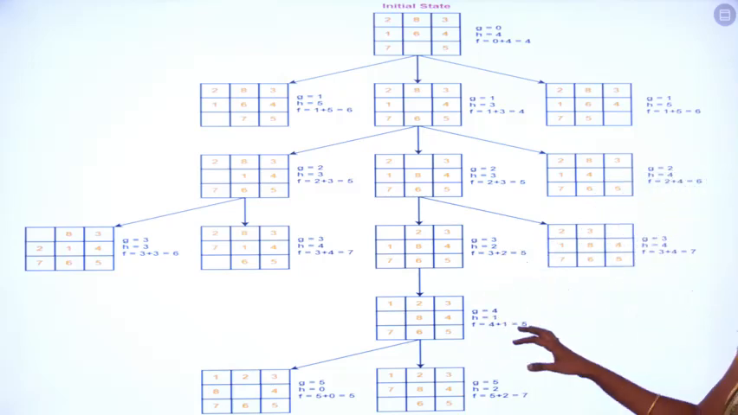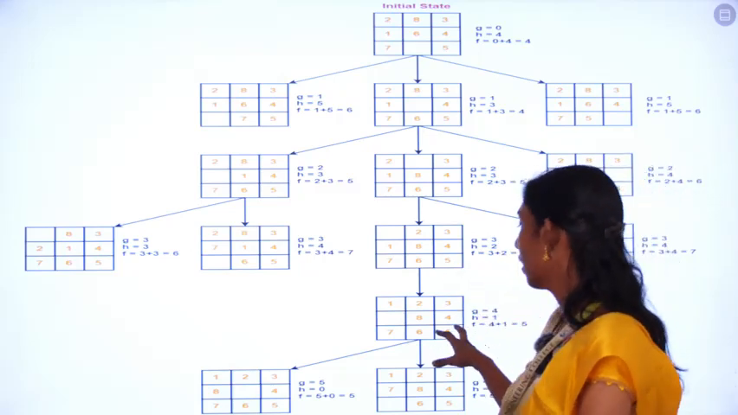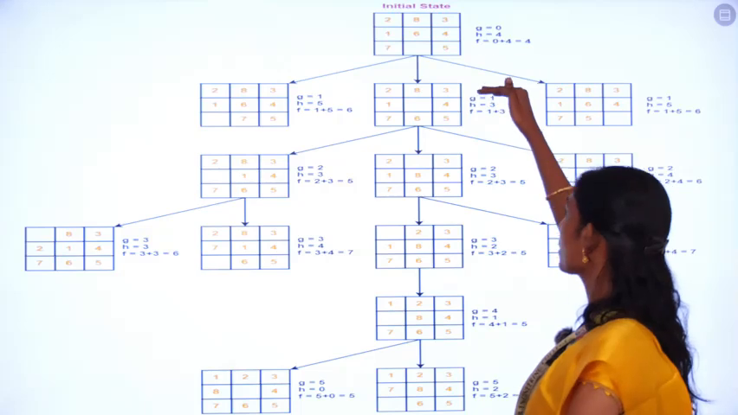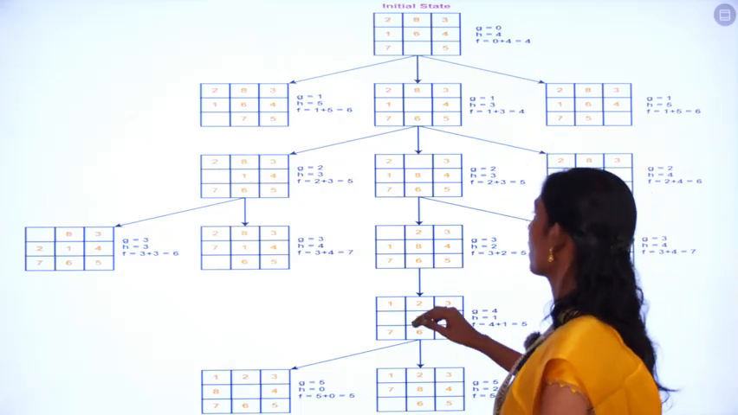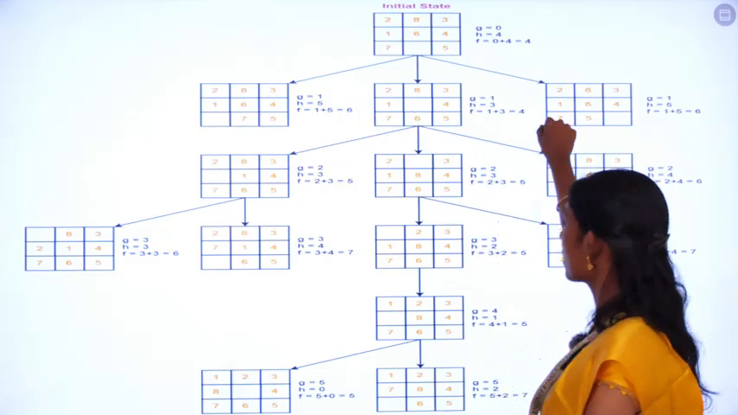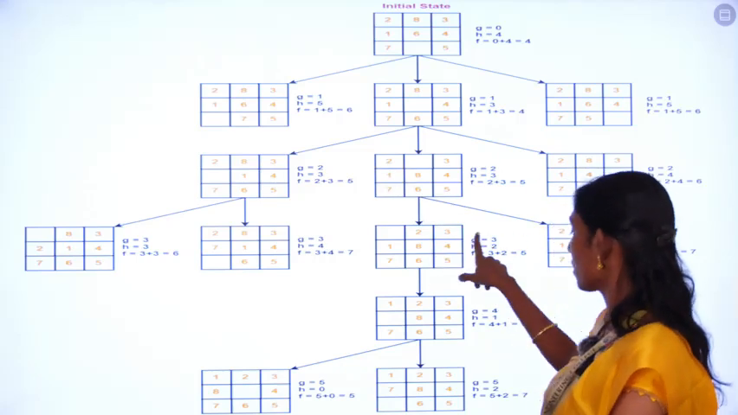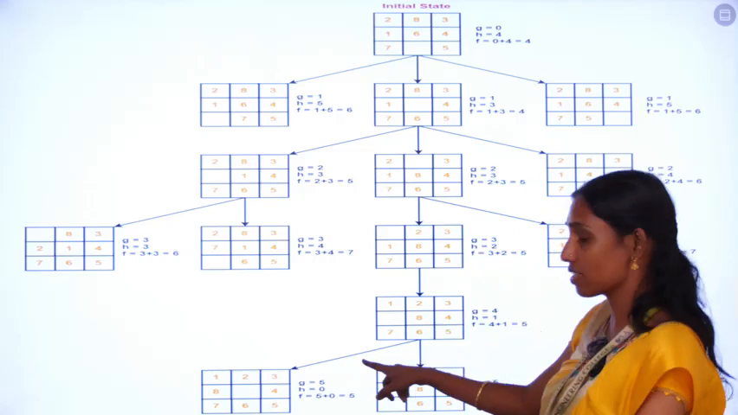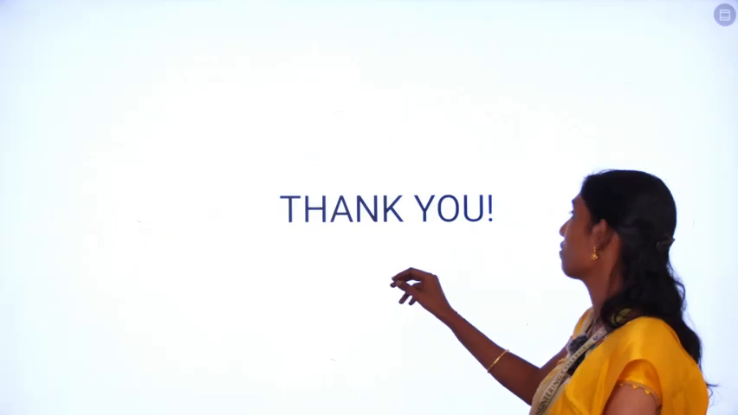So this is your entire traversal process where we have traversed from the initial state to the final state. This is your first level of traversal, and this is second, and this is third, this is your fourth level, and this is your last fifth level of your traversal.